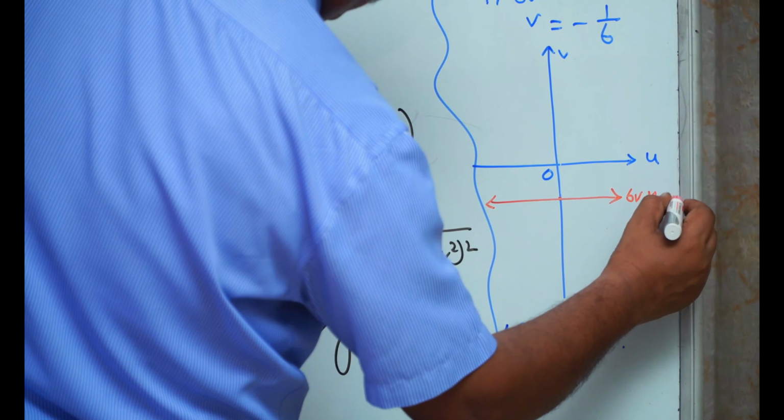So under this transformation, one conclusion is, under the transformation omega is equal to 1 by z, in general a circle is transformed into a line. Remember, this statement is very important. Under the transformation omega is equal to 1 by z, usually the circle in z plane is transformed into a line in omega plane. So this is the conclusion.